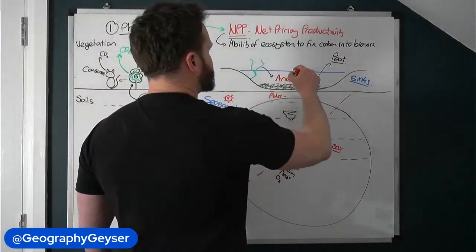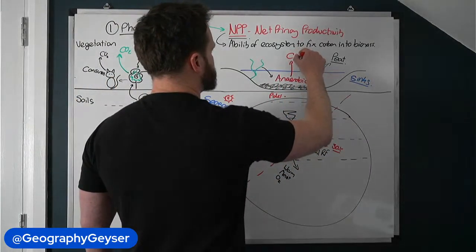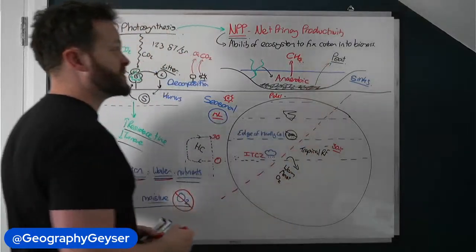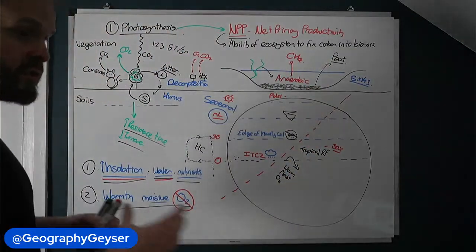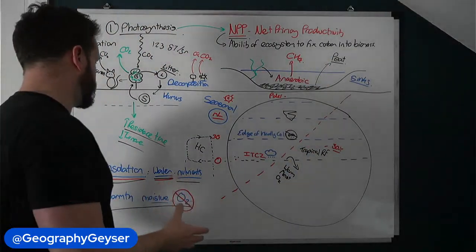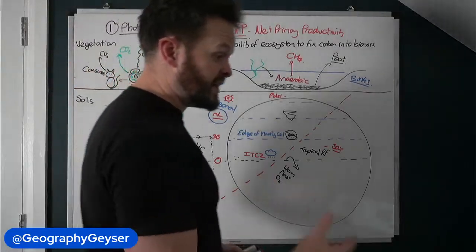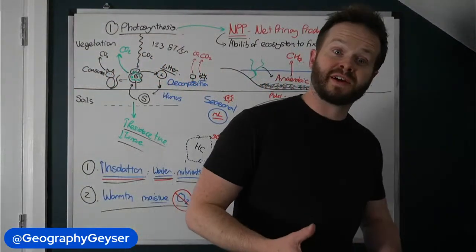Now, with anaerobic decomposition, you will produce a lot more methane. So it's not that there isn't any carbon released, but it's just released in a different gaseous form. Okay, so that is the essentials of the fast biological cycle.